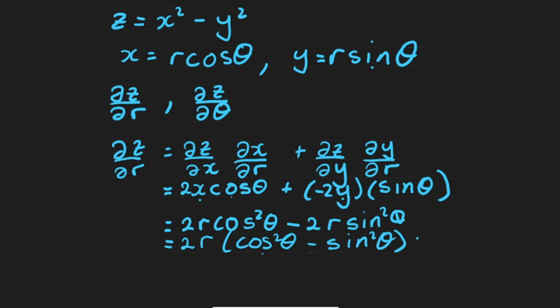What this is, it's equal to cos of 2 theta. This is a double angle formula. So you can check that up in your high school trigonometry if you really want to. So this is going to simplify to 2r cos of 2 theta.